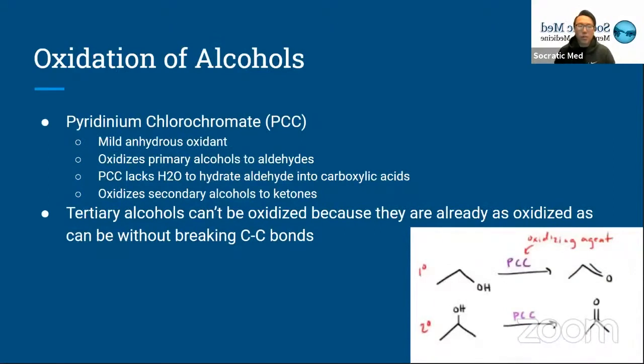Next, I'm going to go into the oxidation of alcohols. So alcohols, they're the most reduced form of a carbon bonded to an oxygen. So we are able to oxidize these alcohols. And the first reagent, pyridinium chlorochromate, or mostly known as PCC, it's a mild anhydrous oxidant.